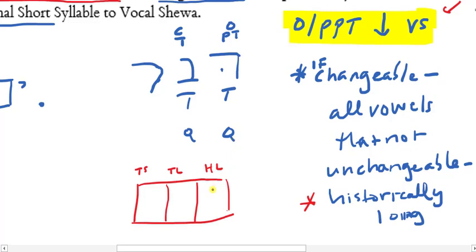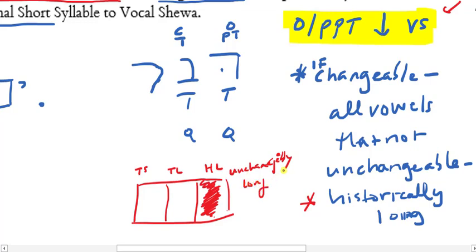And the historically long ones were the ones that had the mater, consonants that mark vowels, okay? These are unchangeably long.